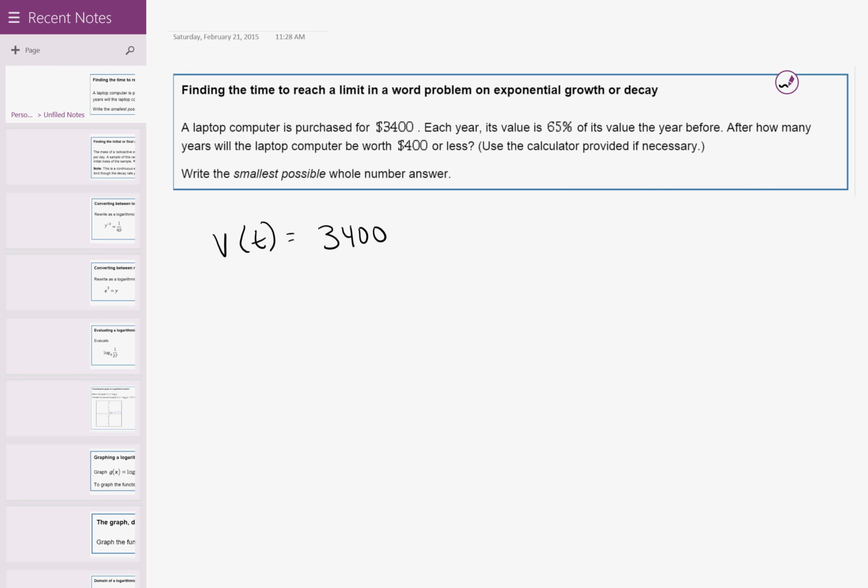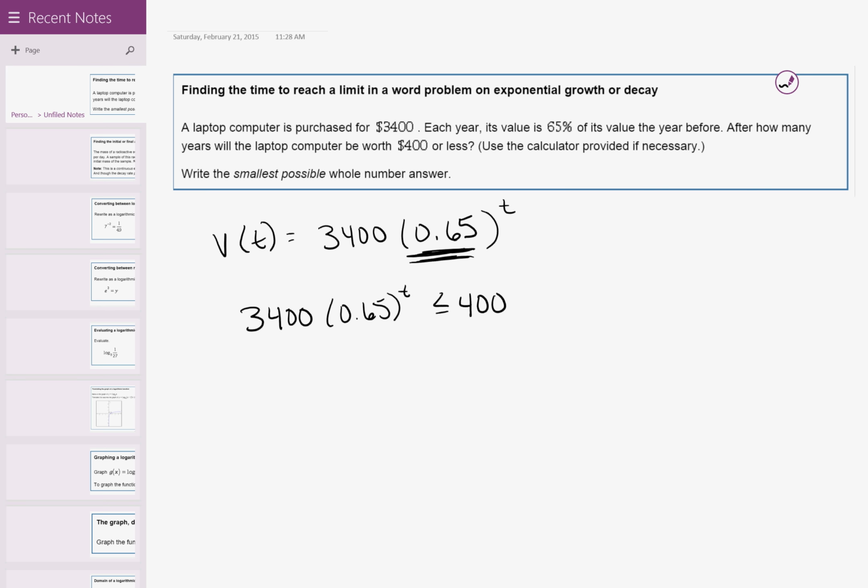That must be a spectacular laptop, by the way. And it is decaying in value because this is less than one. Every year, the thing that happens is that we reach 65% of our previous value. And we want to know after how many years the laptop computer will be worth $400 or less. So we want when $3,400 times 0.65 to the t is less than or equal to 400.